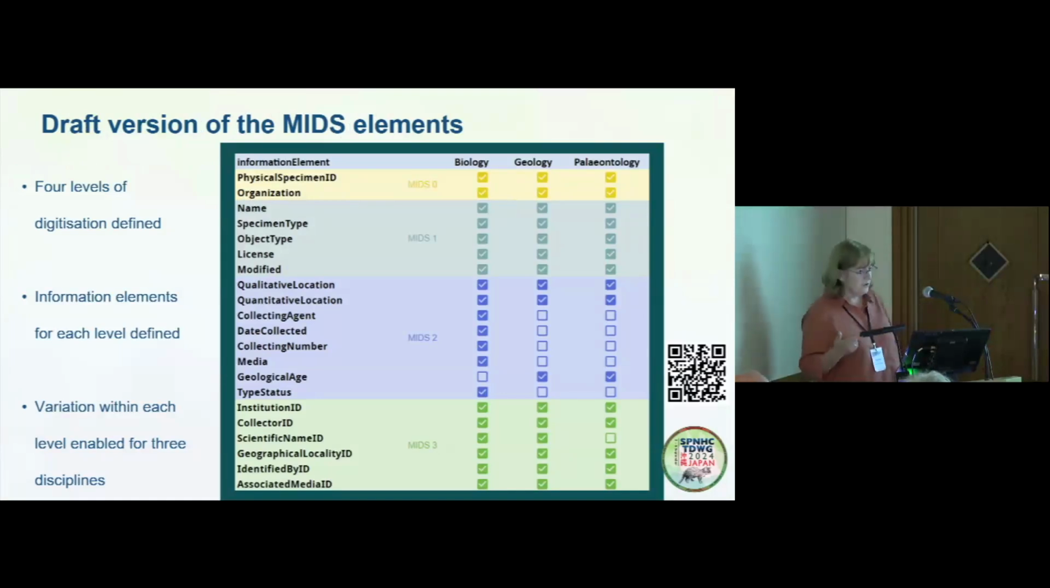So the 4 MIDS levels have now been defined, and the MIDS information elements for each of these 4 levels have also now been defined. This includes the recognition that different requirements for biology, geology and paleontology should be recognised. A draft version of the MIDS levels and the MIDS information elements are available on the MIDS GitHub, and there's a link to that just on the right here.